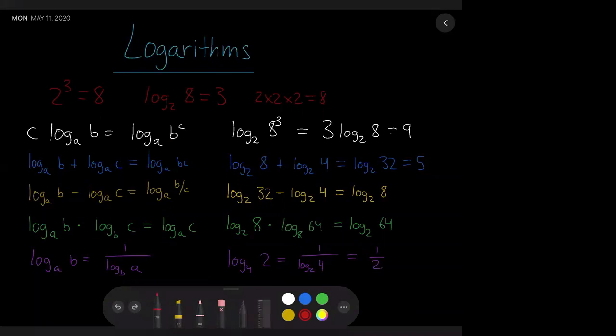Memorize these. You have to know these. It takes some time to get used to the idea of how logs work, but hopefully these examples will give you some intuition as to how they work.